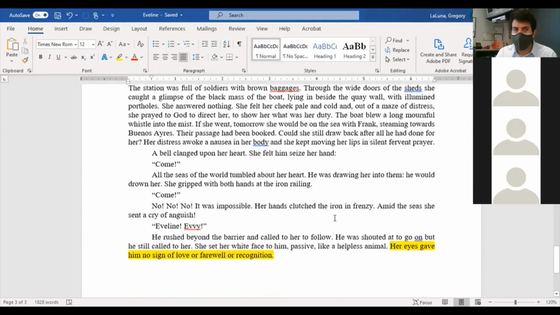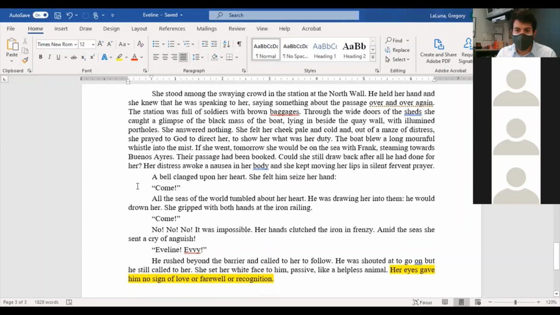Any other thoughts about why she stays? Or other moments in the story that stood out to you?